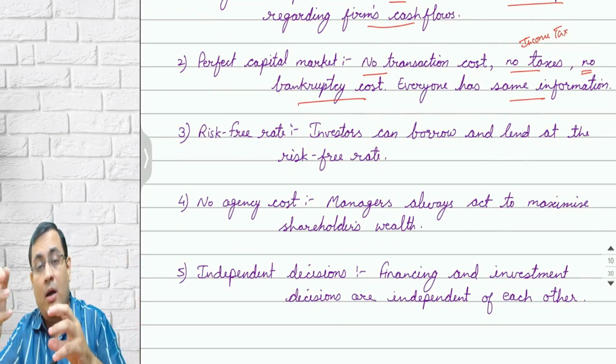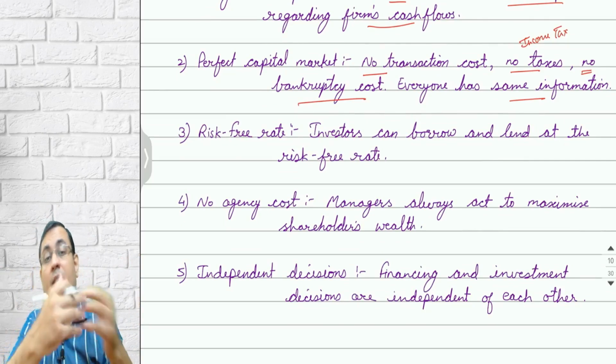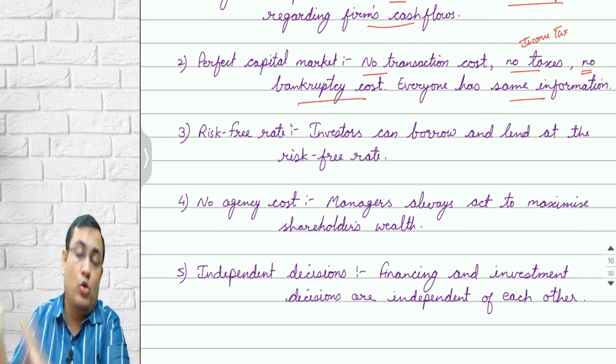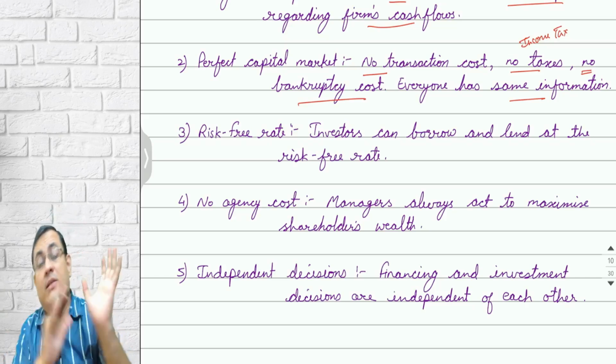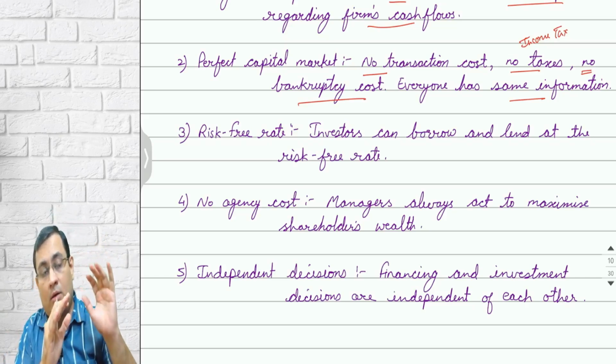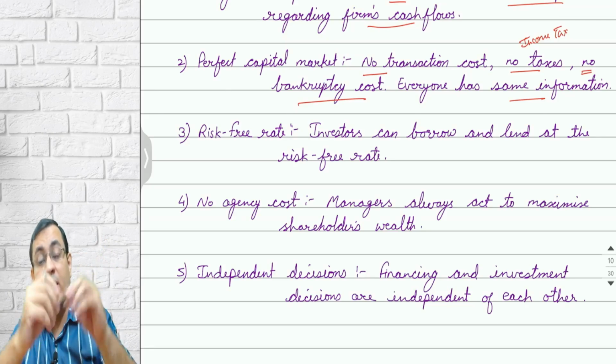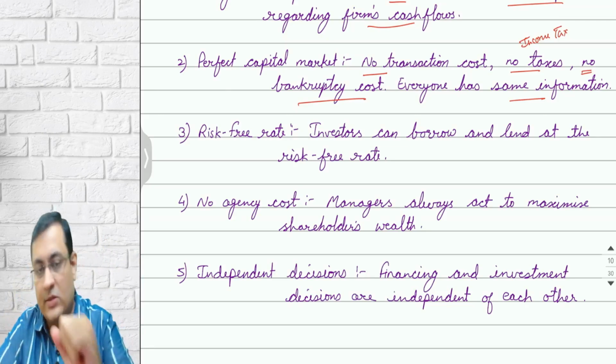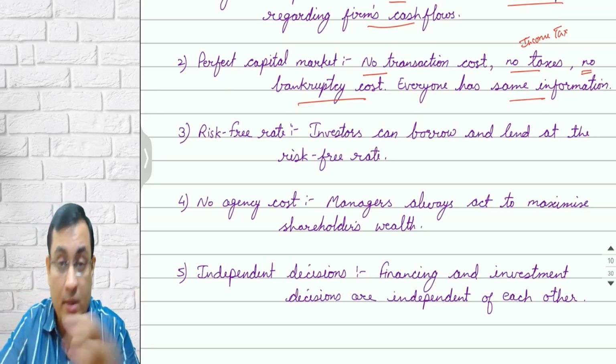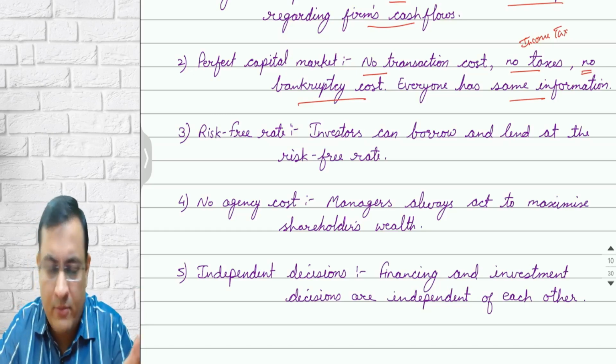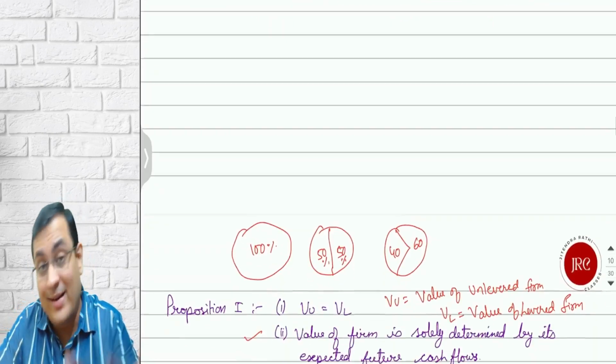It means the cash flows generated by the project are independent of the source of financing, or the source of financing is not going to place any constraint on your investment decisions. So there were certain limitations, certain assumptions, which are actually limitations or criticisms also.